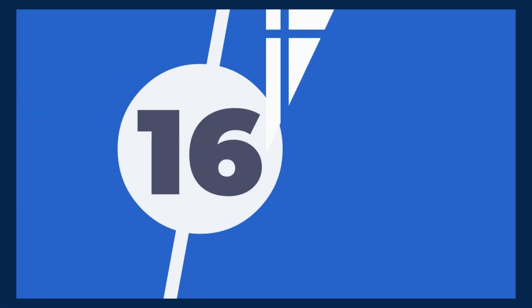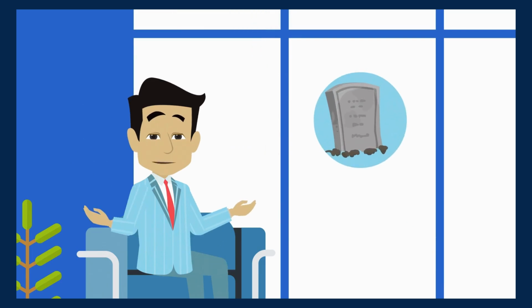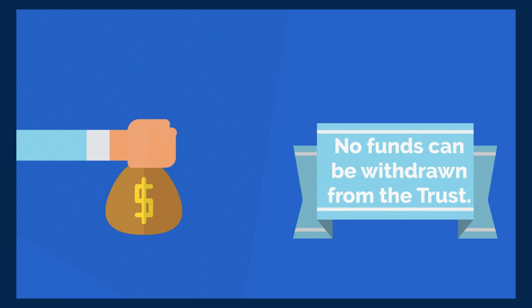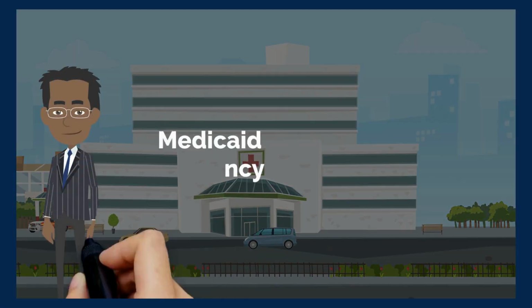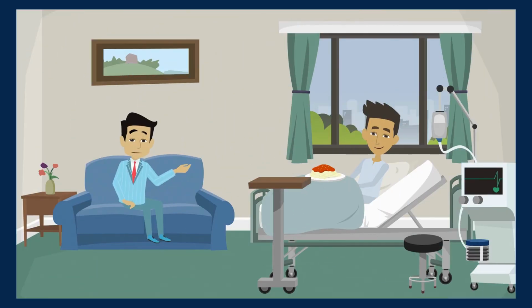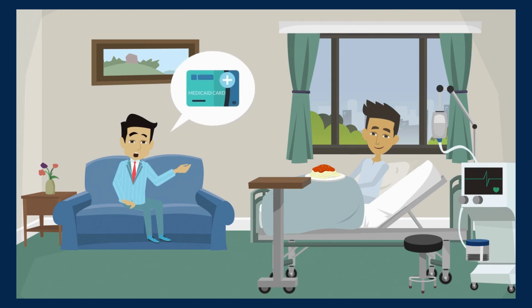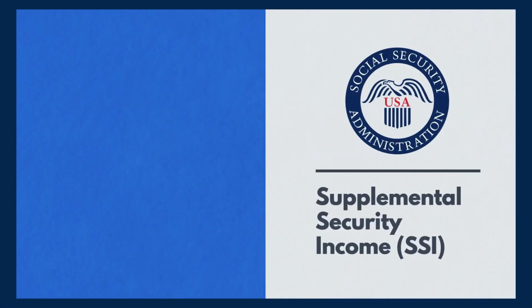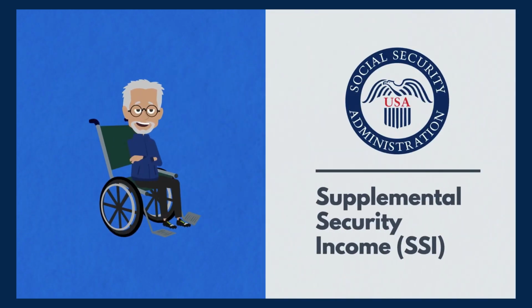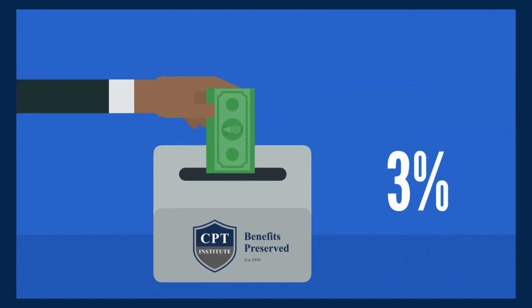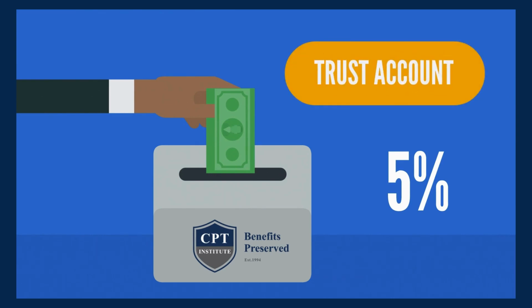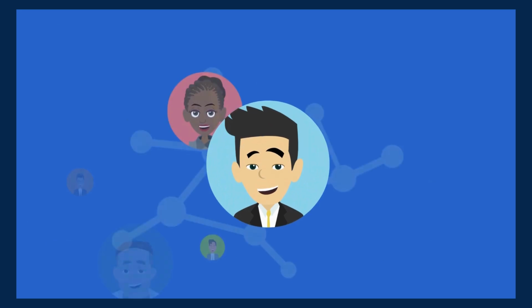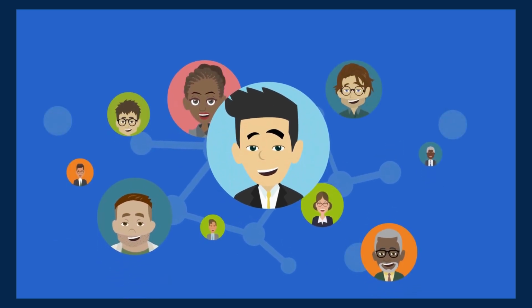Number 16. Upon death, these are some items we would like to make you aware of. No funds can be withdrawn from the trust. Number 17. The state Medicaid agency has a right of recovery for medical services they have paid on your behalf. Number 18. However, SSI checks provided to you are not part of the state recovery. Number 19. Our charity, CPT, has a right to retain 5% of the funds remaining in the trust account. These funds are used to help more people.